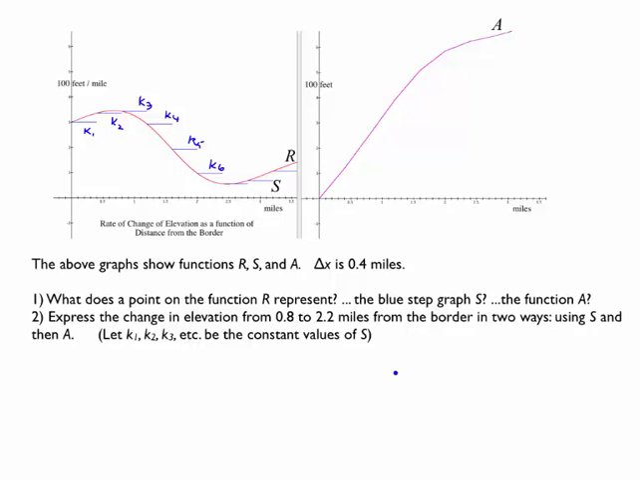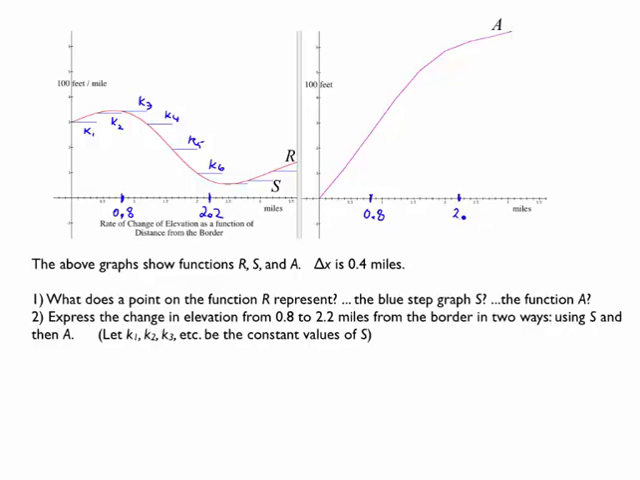There's a question. Okay, what's the big idea here? Anyone able to do it? We want the change in elevation from 0.8 to 2.2. How can we calculate that change in elevation? In fact, in two different ways. Anyone got one of the ways we could do that? Here's 0.8 to 2.2.